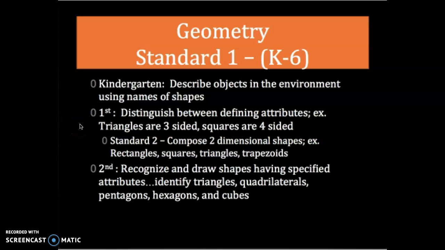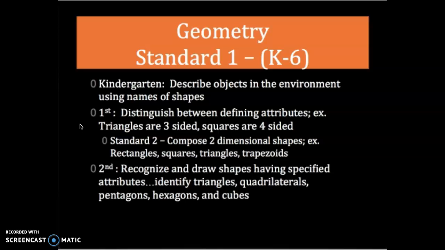So let's look at the geometry standard number 1, and let's start at kindergarten and work our way through. In kindergarten, they need to be able to describe objects in the environment using names of shapes. So they've got to identify triangles, circles, and squares. In 1st grade, they need to distinguish between defining attributes of those shapes. So they need to know that circles are round, triangles have 3 sides, squares have 4 sides.